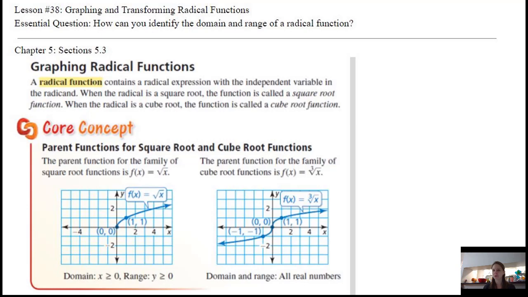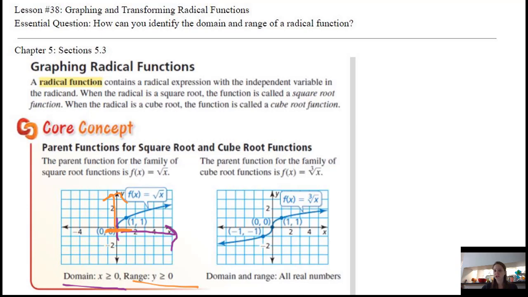Parent functions for square root and cube root functions. The parent function for the family of square root functions is f of x equals the square root of x. There's then a picture of the graph and the domain and range. Domain, remember, is the possible x values. So the x values start at 0 and keep growing, so x is greater than or equal to 0. And the range is possible y values, and for this parent graph, the y values start at 0 and go up.